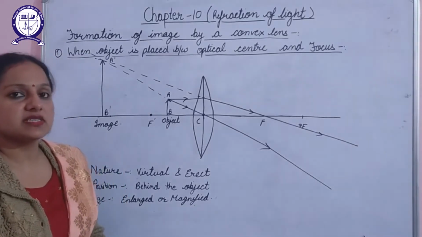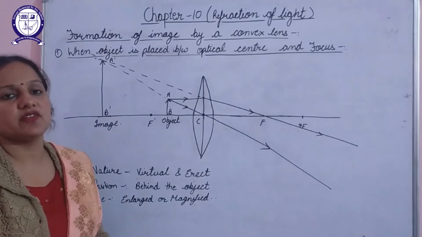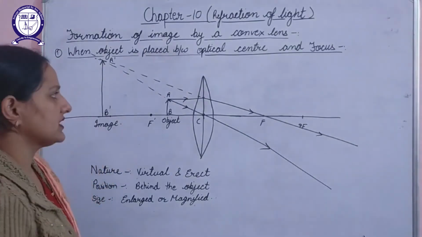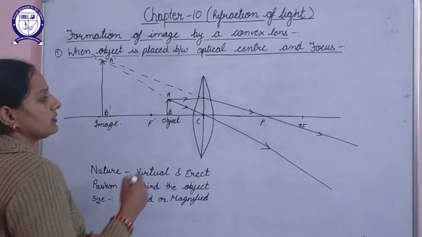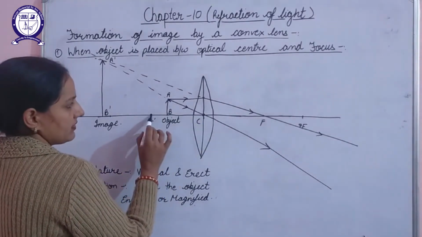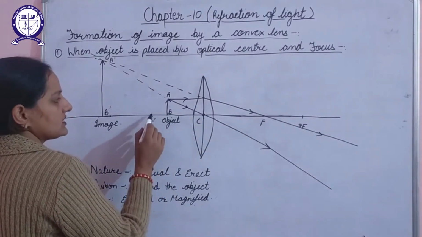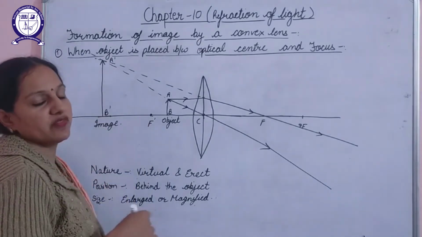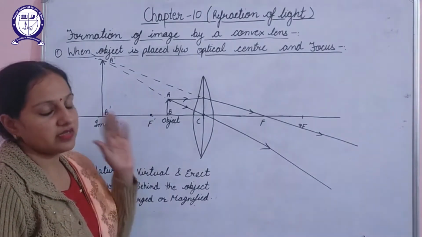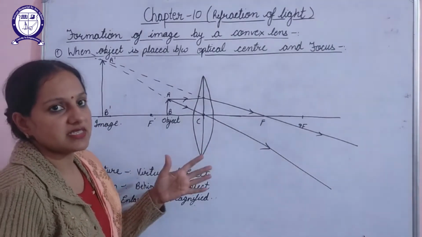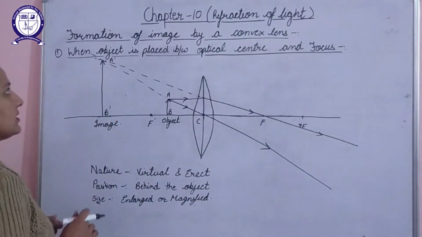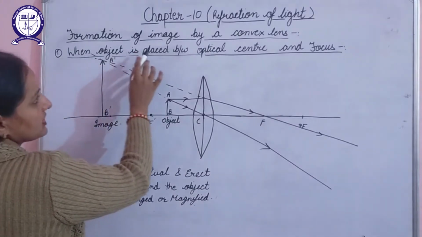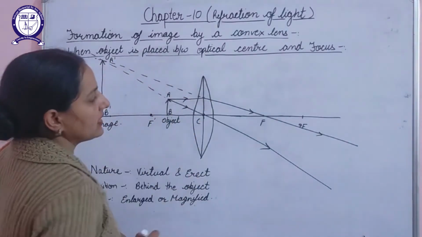Now here we will discuss 6 different cases for the formation of image using a convex lens. First case, when we place our object between the optical center and focus, then at focus, then between F and 2F, then at 2F, then beyond 2F, and finally at infinity. So these 6 cases we are going to study here. Let's start with the first case, when the object is placed between the optical center and focus.